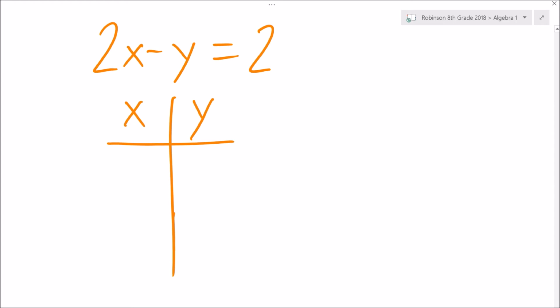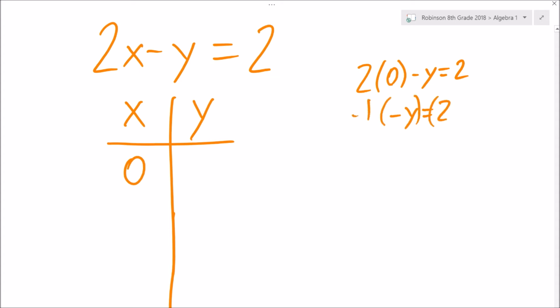And this is something that we've kind of done before last year. So if I plug in 0 for x, I want to see what I get for y. So 2 times 0 minus y equals 2. Okay, that becomes nothing, so I just have negative y equals 2. I'll multiply both sides by negative 1. And I get y equals negative 2. So my output is a negative 2.